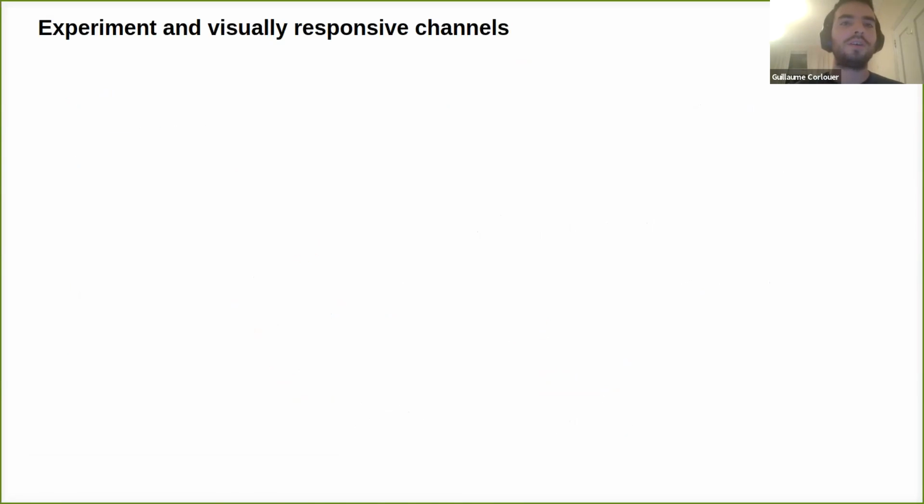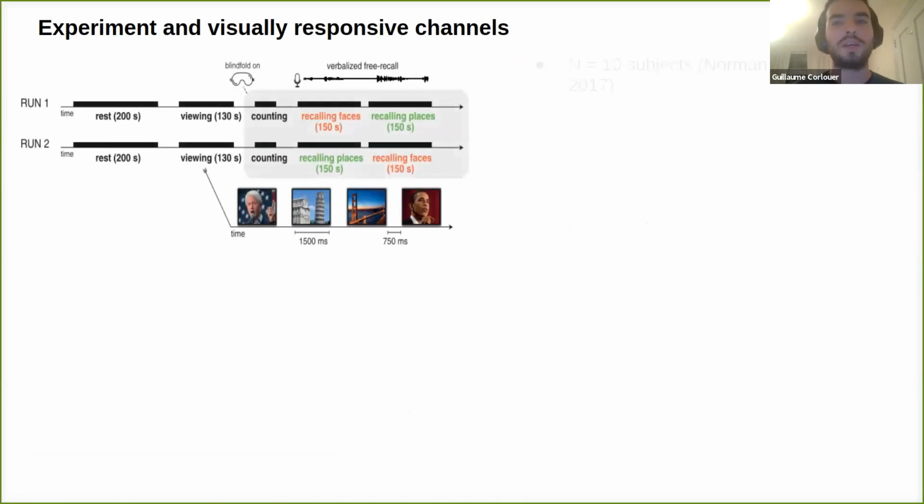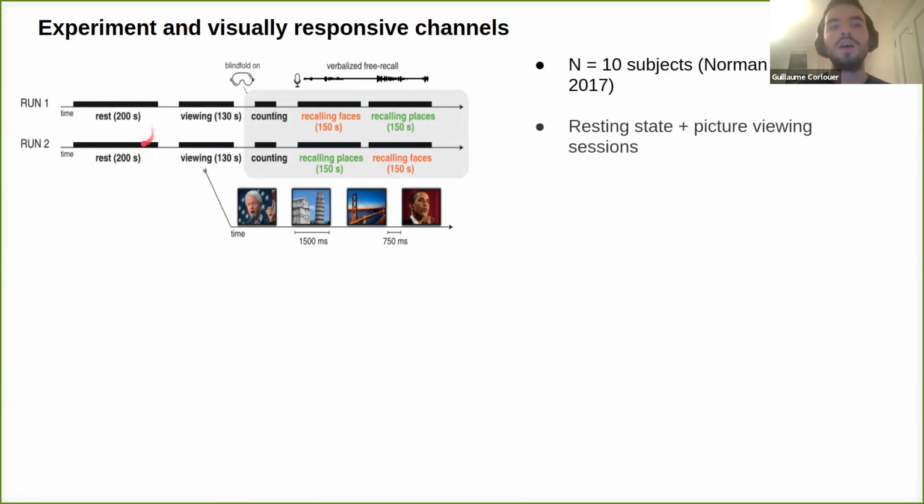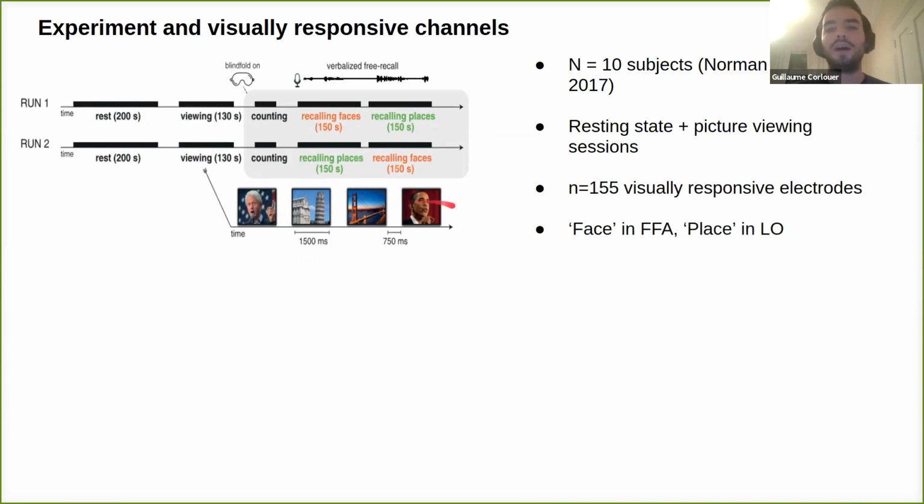So the experiment we are working with is an experiment that has been published by our collaborator. So we have 10 epileptic subjects that have ECOG electrodes on the surface of the cortex. They first go through 200 seconds of resting state session, followed by 130 seconds of picture viewing, where they see pictures of famous faces and famous places. In total, we have 155 visually responsive electrodes, and about 30% of them belong to either a category of face selective electrodes or place selective electrodes.